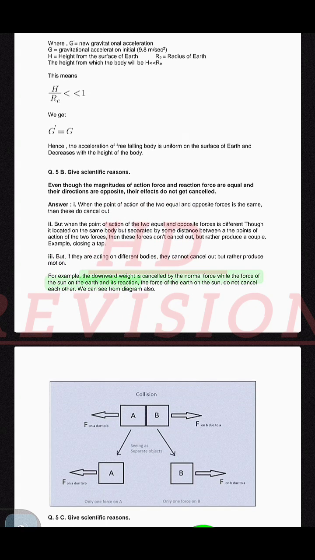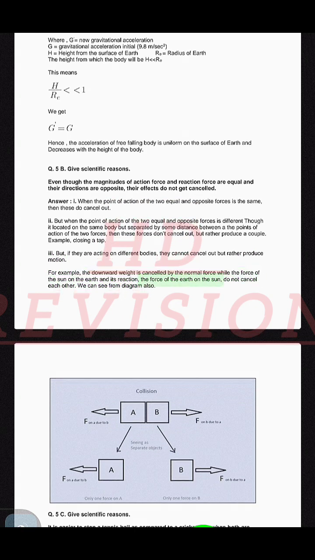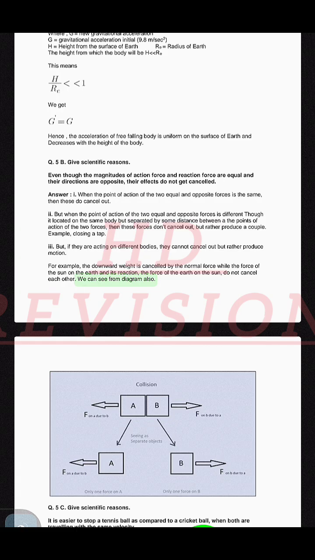For example, the downward weight is cancelled by the normal force, while the force of the sun on the earth and its reaction, the force of the earth on the sun, do not cancel each other. We can see from the diagram also.